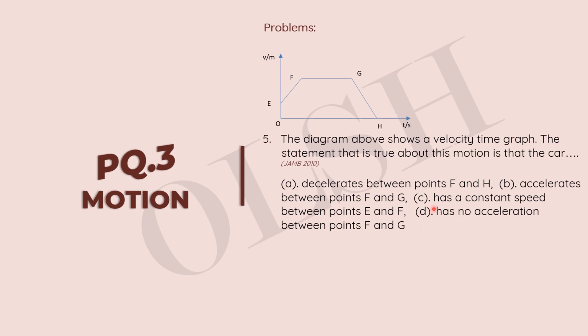So between, okay, D now has no acceleration between points F and G. You can see that between points F and G there is constant velocity, so there's no acceleration, because acceleration is change in velocity, but here it's constant. So our answer is D.